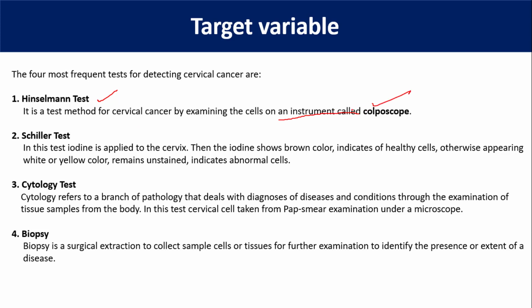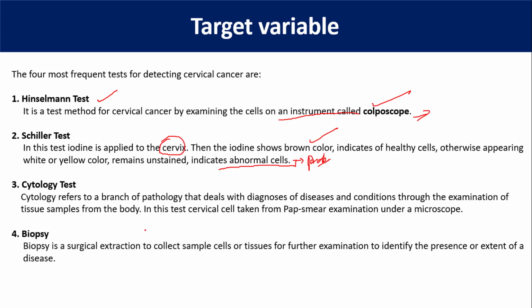The second one is the Schiller test. In this test, iodine is applied to the cervix, and the iodine shows some colors. Brown color indicates healthy cells, while white or yellow colors, which remain unstained, indicate abnormal cells. So it also gives the probability of cervical cancer. These types of tests cannot individually tell you that the patient is suffering from cervical cancer, because these are all probability-based tests, where there may be a chance.